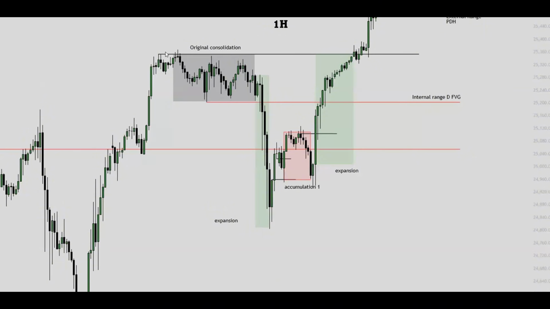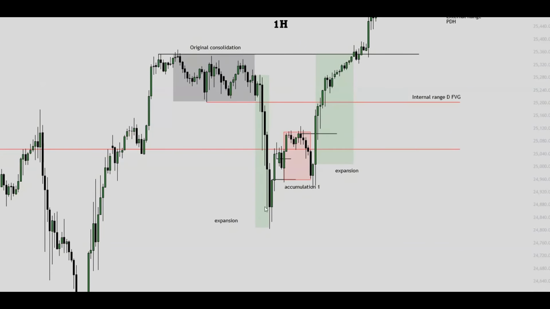Consolidation after sweeping up the high. So this is a market maker sell model, where expansion is met with what? A V-shaped reversal after tapping what? The internal daily fair value gap. So the internal range, which would be the daily fair value gap, which on the 1 hour is lined out here. You cannot see it because obviously it's on the daily. Make sense? Okay. So what do we do after that?